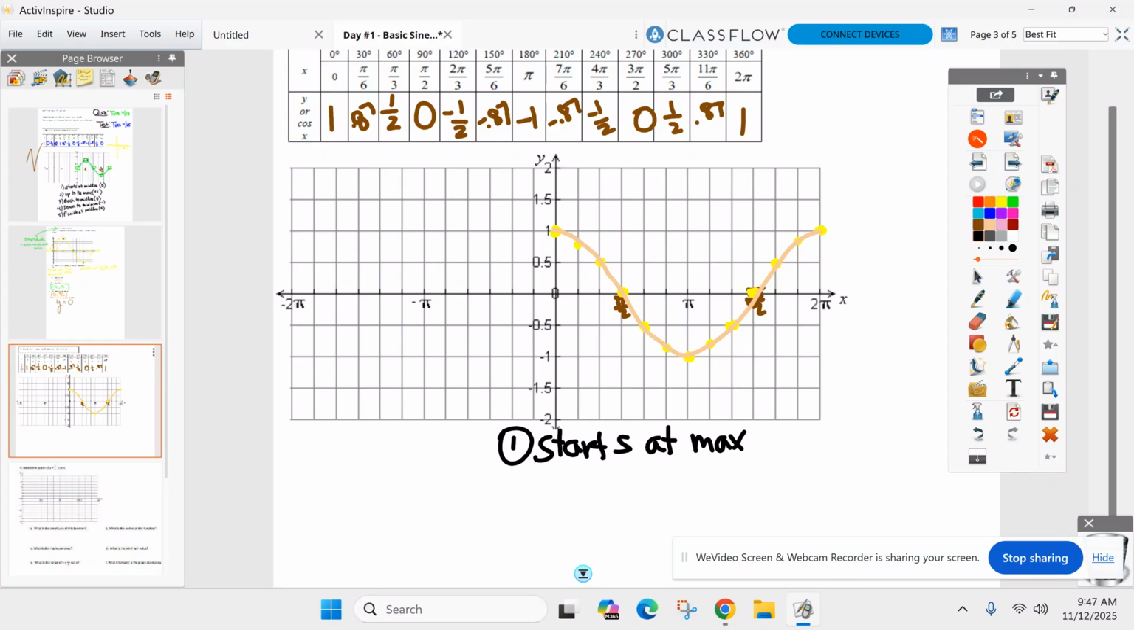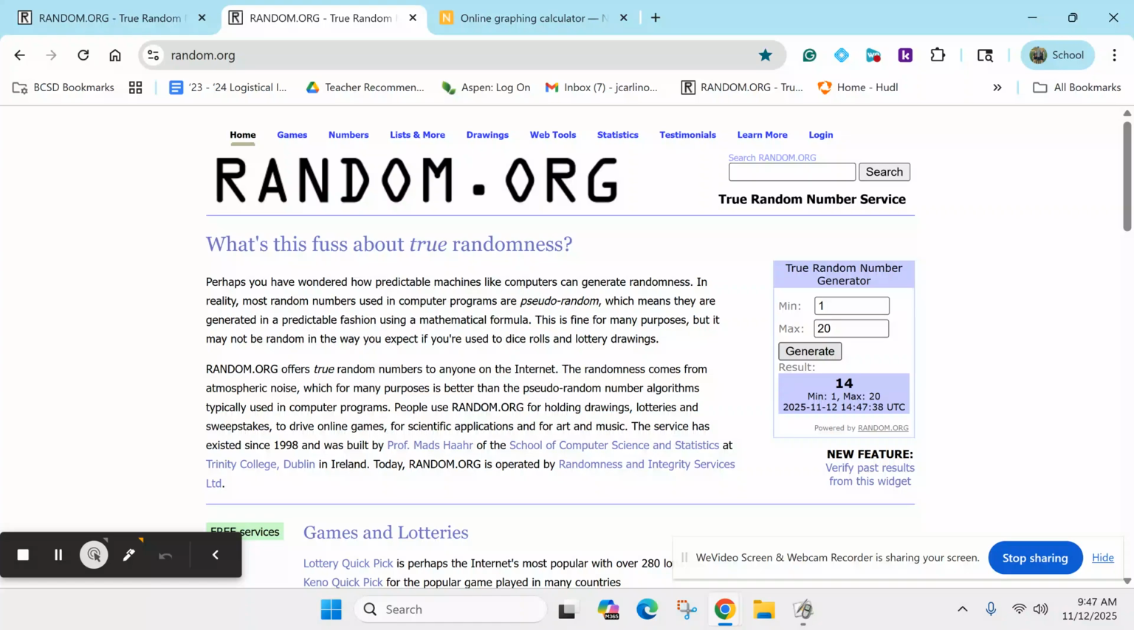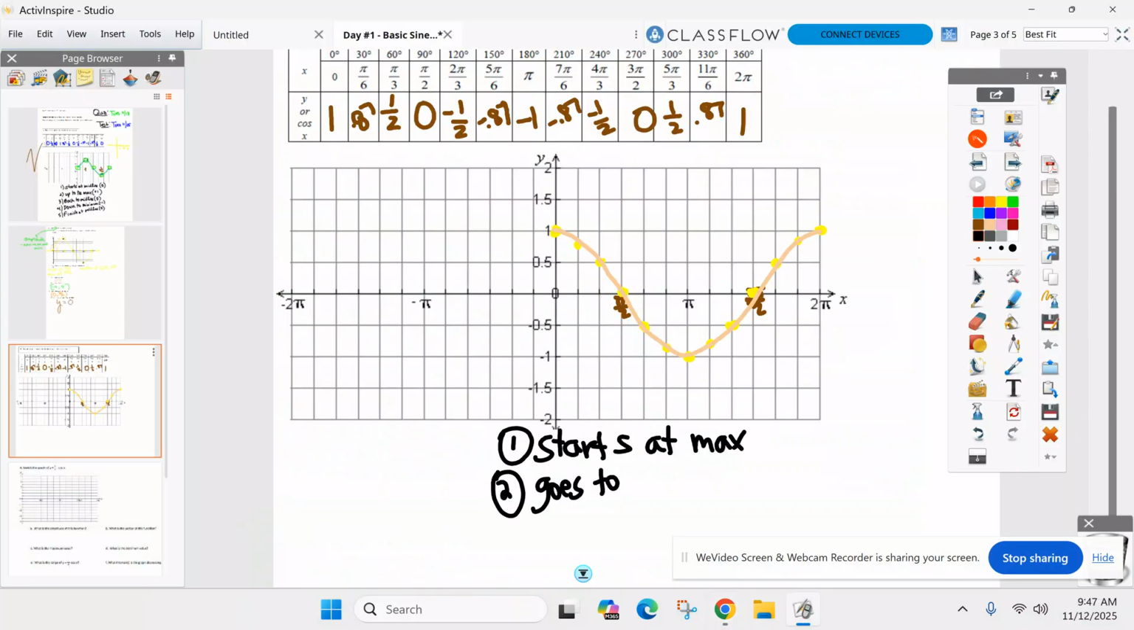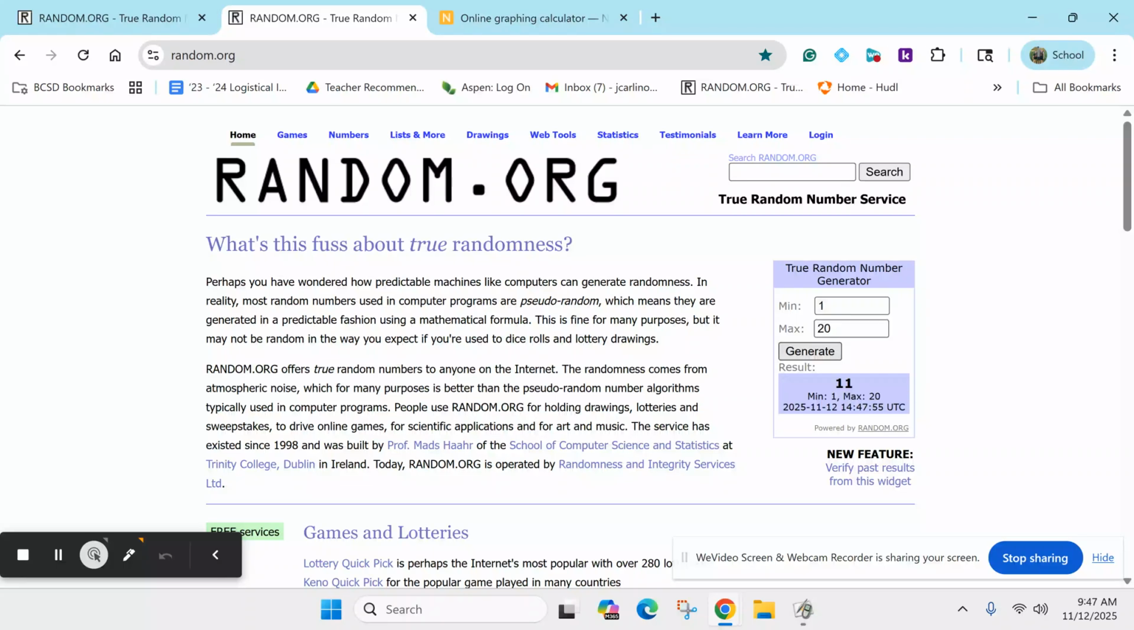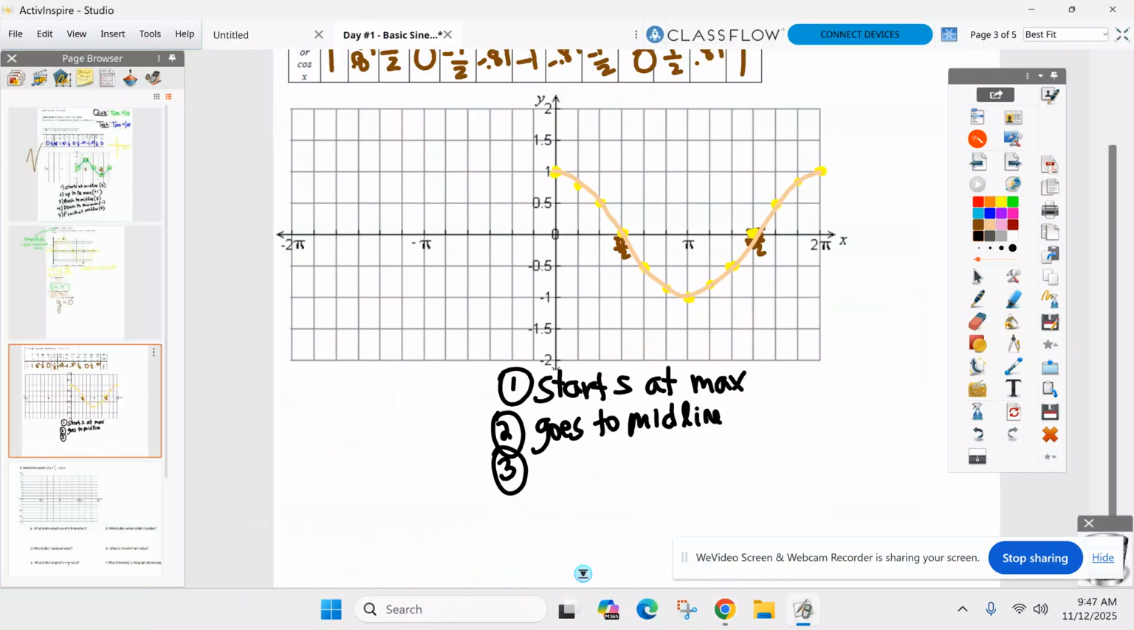Every cosine curve will start at the max, no matter what it is. Then it goes where? So I start at the max, then where's it going here? Sierra, it goes down to where? Awesome vocab. Goes to the midline. We go through the midline to where then? After the midline, Grayson? Goes to the minimum, yep.